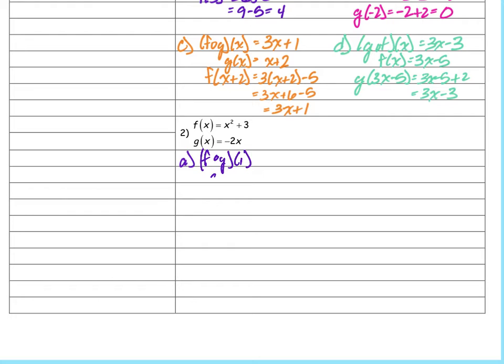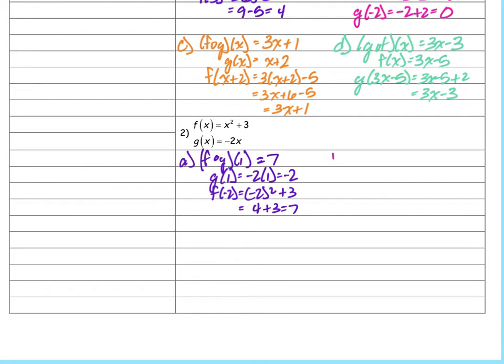Okay. F of G of 1. So I want to find G of 1 first. So it's negative 2 times 1, which is negative 2. And then I want to find F of negative 2, which gives me negative 2 squared plus 3. So that's 4 plus 3, or 7. So this equals 7.